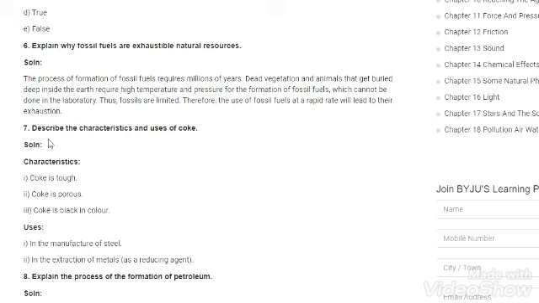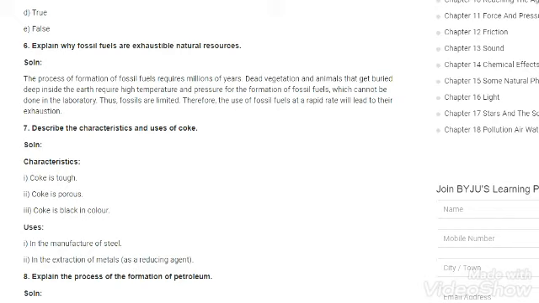Seventh one, describe the characteristics and uses of coke. This is a very simple question. We know that coke is a product of coal. What are the characteristics of coke? It is a tough, porous and black colored material, right? Then what are the uses? It is used in the manufacture of steel and also in the extraction of metals.